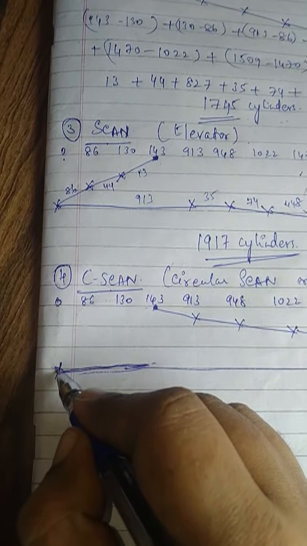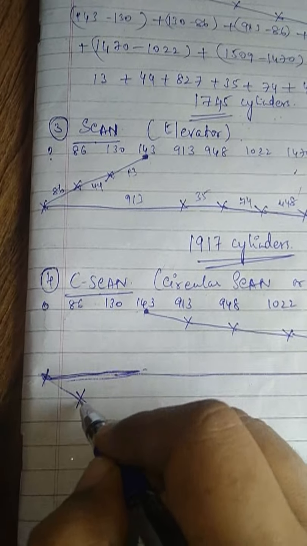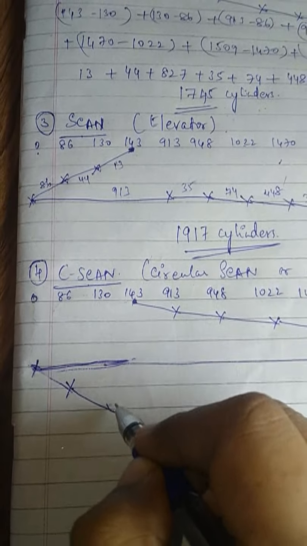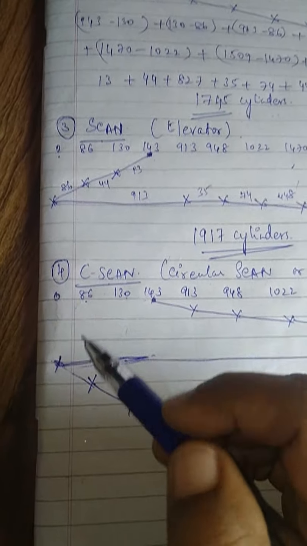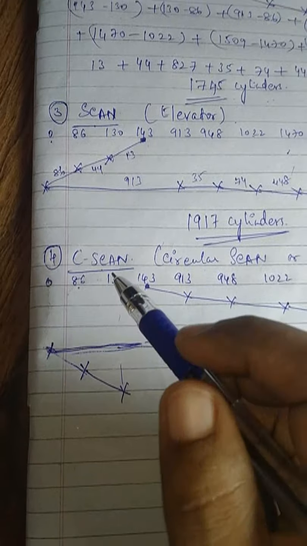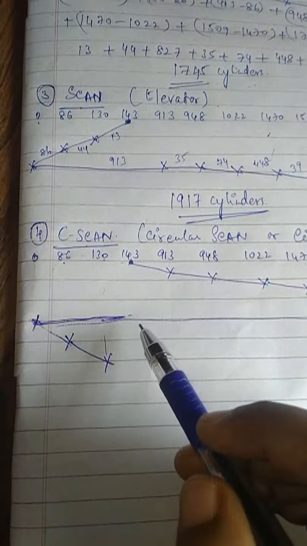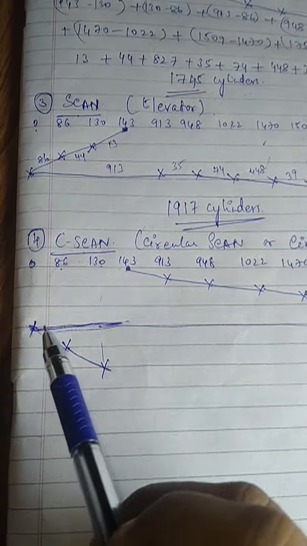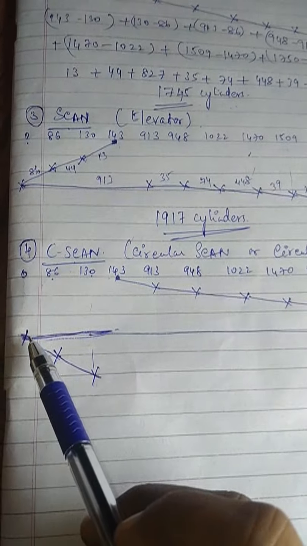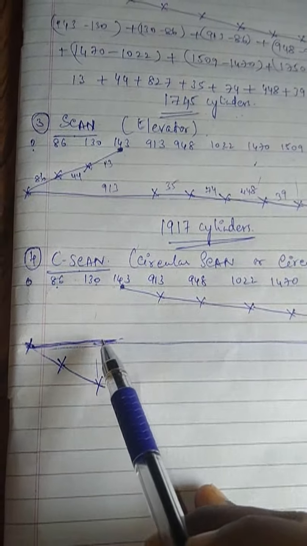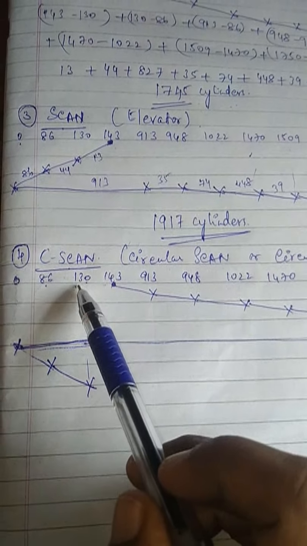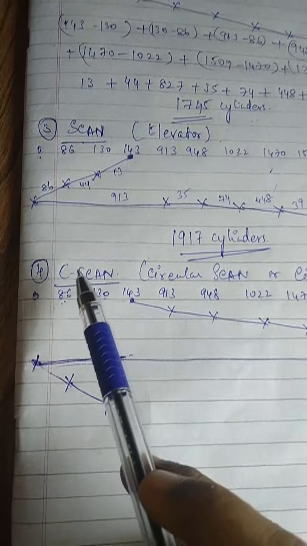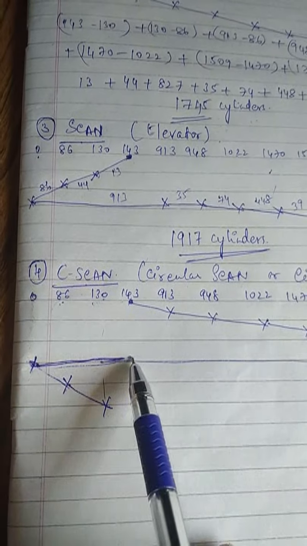Once you reach the other end of the disk, then you're going to service pending requests. So the pending requests are at 86 and one more request at 130. Okay, so this is your circular. When you say circular, always remember from one end you're going to come to the other end. On the way when you're coming, you're not going to service any request. Actually you had requests at 130 and 86, but since this is circular, you're not going to service them.